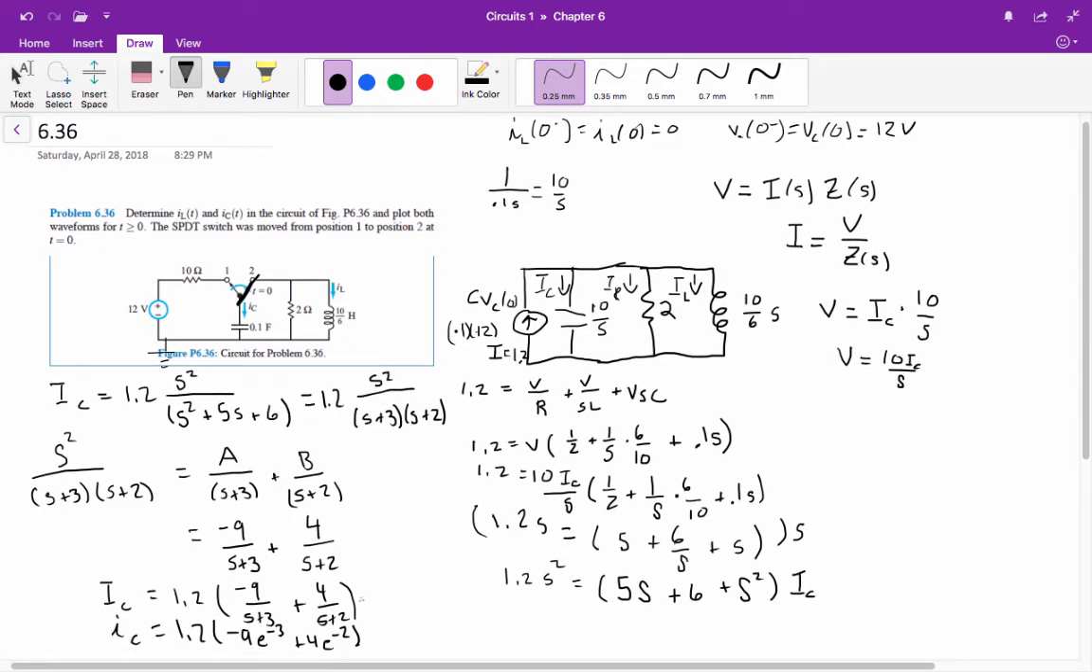Now the problem also asks us to find IL, so I'm going to go back to right here, V equals 10 IC over S. These are all in parallel, so they all have the same V, and so I can say that V equals IL times 10 over 6 S, just V equals IZ, so I and Z. Now I know that V equals 10 IC over S equals IL times 10 over 6 S.